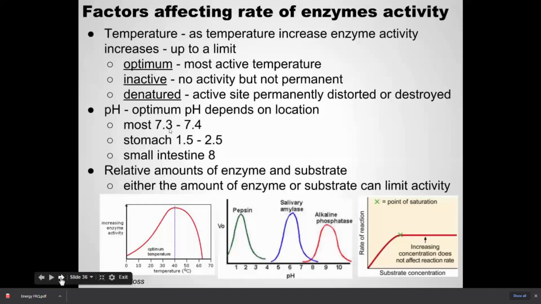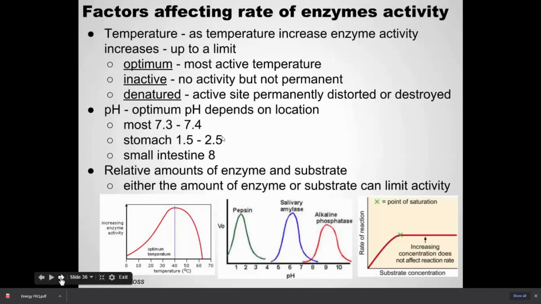There's an optimum temperature, just like there's an optimum pH. There is an inactive level where you increase the temperature and it's reversible. But if you get a fever for too long, that's going to lead to denaturation of enzymes. pH is also super important depending on where the enzyme is and where its activity is, because most of the body is at 7.3 to 7.4. Most organisms are going to be at that pH. That's going to mean that most enzymes have an optimum at that level.